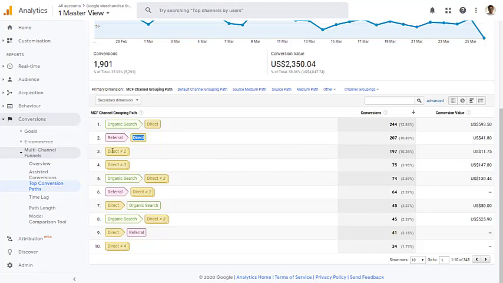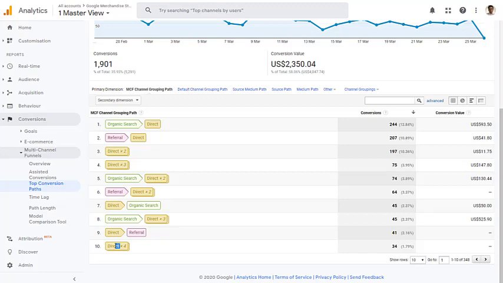Referral, direct: 207. Direct twice means first direct, again direct, then conversion. Direct, direct, direct, conversion. Organic search, then direct, again direct: 74 such conversions. Look at the 10th: direct 4 times. First time direct, second time direct, third time direct, fourth time direct, then the user converted. 34 such conversions.